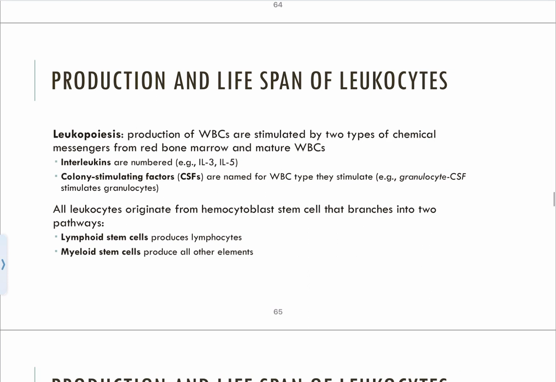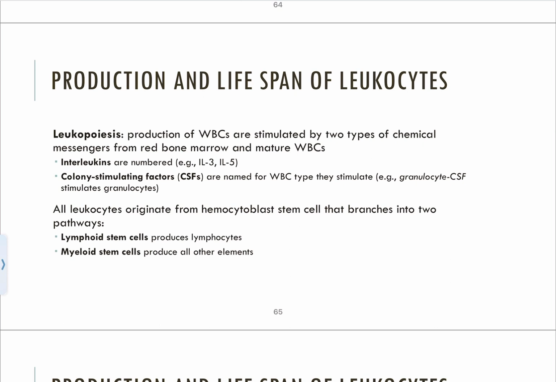Okay, production of leukocytes is going to be called leukopoiesis. So we had erythropoiesis for red blood cells or erythrocytes. We have leukopoiesis when we're talking about leukocytes and their production. And basically, their production is stimulated by chemical messengers that are being released from red bone marrow or from mature white blood cells themselves.